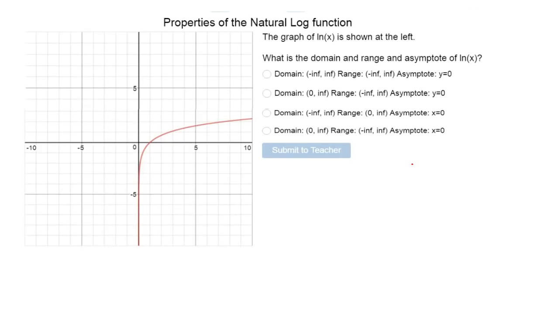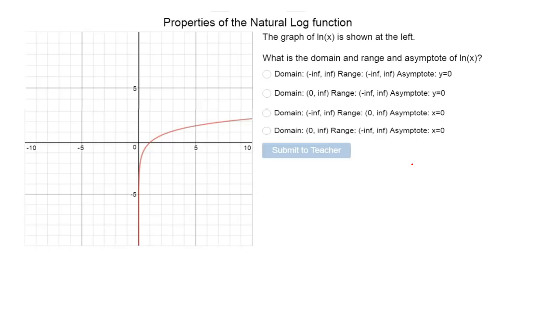So here's a graph of the natural log function. What I want you to do is look at this graph and see if you can determine which one of these represents the domain and range of that function and what the asymptote of that function would be. So go ahead and pause the video and see if you can narrow it down to which one of those four the correct answer would be.